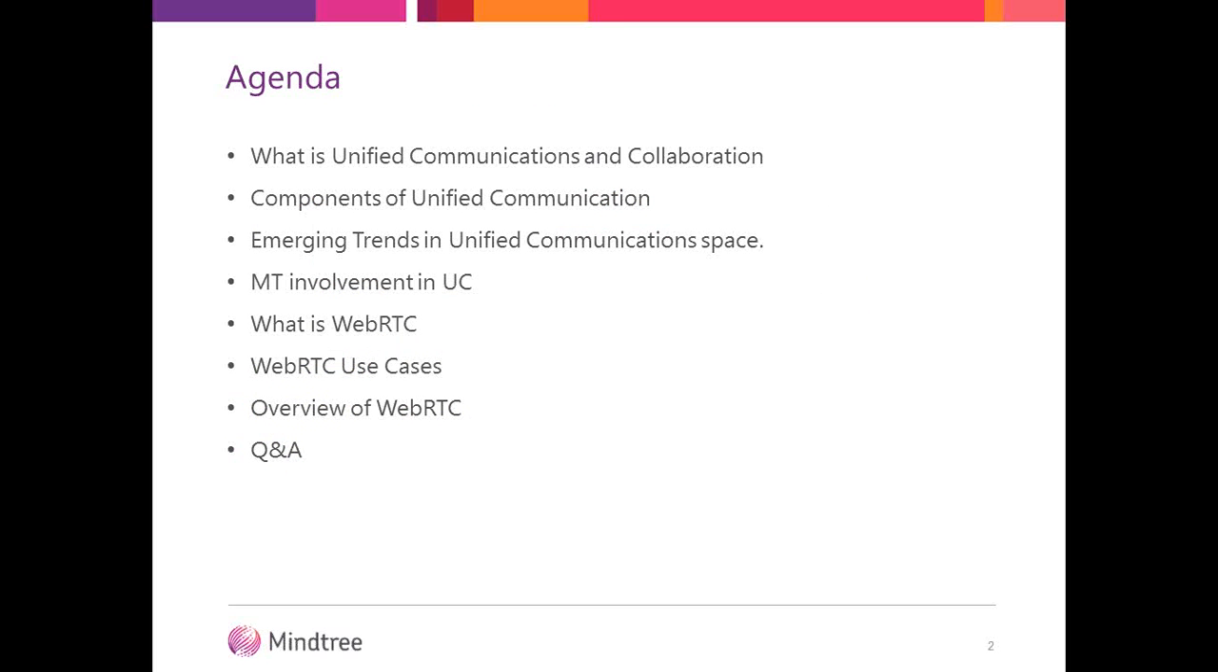Okay, so let's start our discussion. We can divide our talk into the following categories. This is the agenda for today's discussion. First, we will see what unified communication is, and its components and benefits. Then we will look at the emerging trends in the UC space. We'll look at Mindtree's involvement in unified communication. And then in the next part of this session, we will look at WebRTC, its use cases, and try to get an overview of WebRTC.